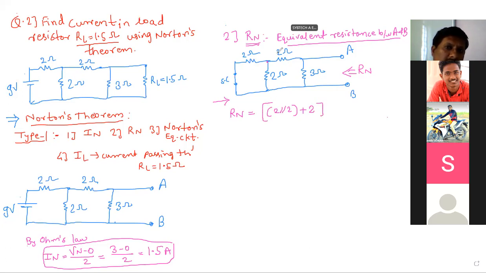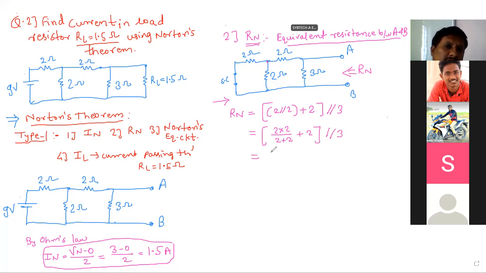So that whole combination is connected in parallel with 3 or in series with 3? Parallel. Yes. So this is the way of writing, and then you can solve it one bracket at a time. So 2 parallel 2, you can solve it: 2 into 2 divided by 2 plus 2. Then plus 2 as it is, bracket complete, parallel 3 as it is.